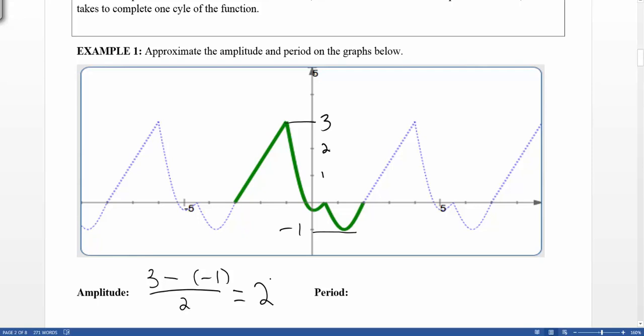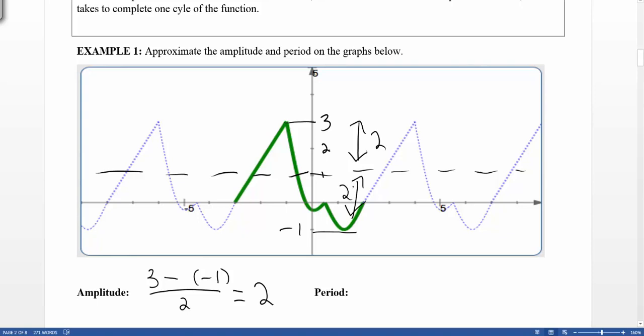So my amplitude here is 2, which means that if I were to draw a line directly through the middle of this function, which is not where the origin is, it's sort of here. I'll show you the middle of the function, that from that midline, my function varies by 2 units in both directions.